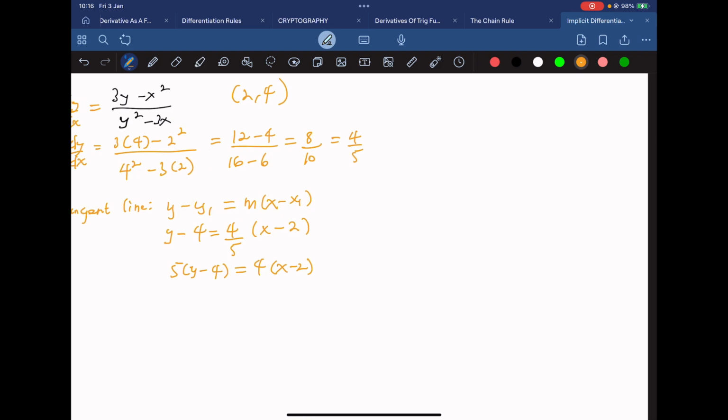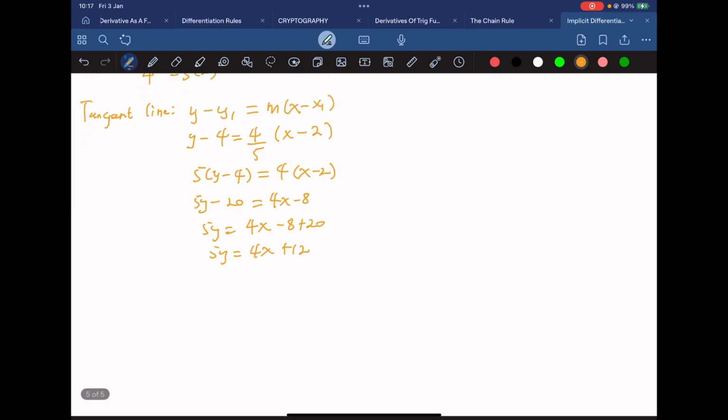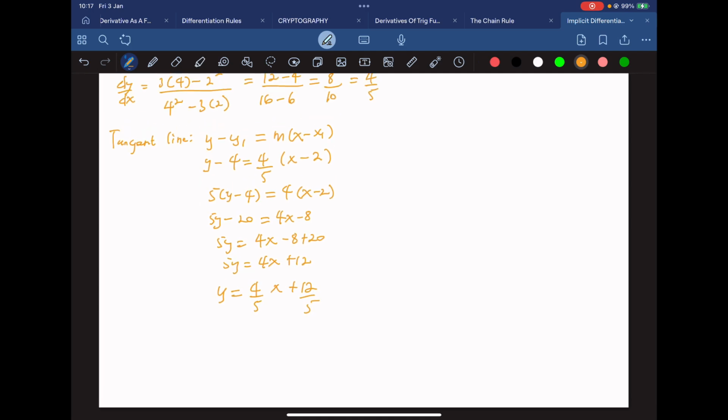So this simplifies to 5y minus 20 equals 4x minus 8. We can send the negative 20 to the right hand side, so it becomes negative 8 plus 20. So 5y is 4x, then plus 12. So the goal is to find your y. So y is 4 over 5x plus 12 out of 5. So this is the equation of the tangent line.